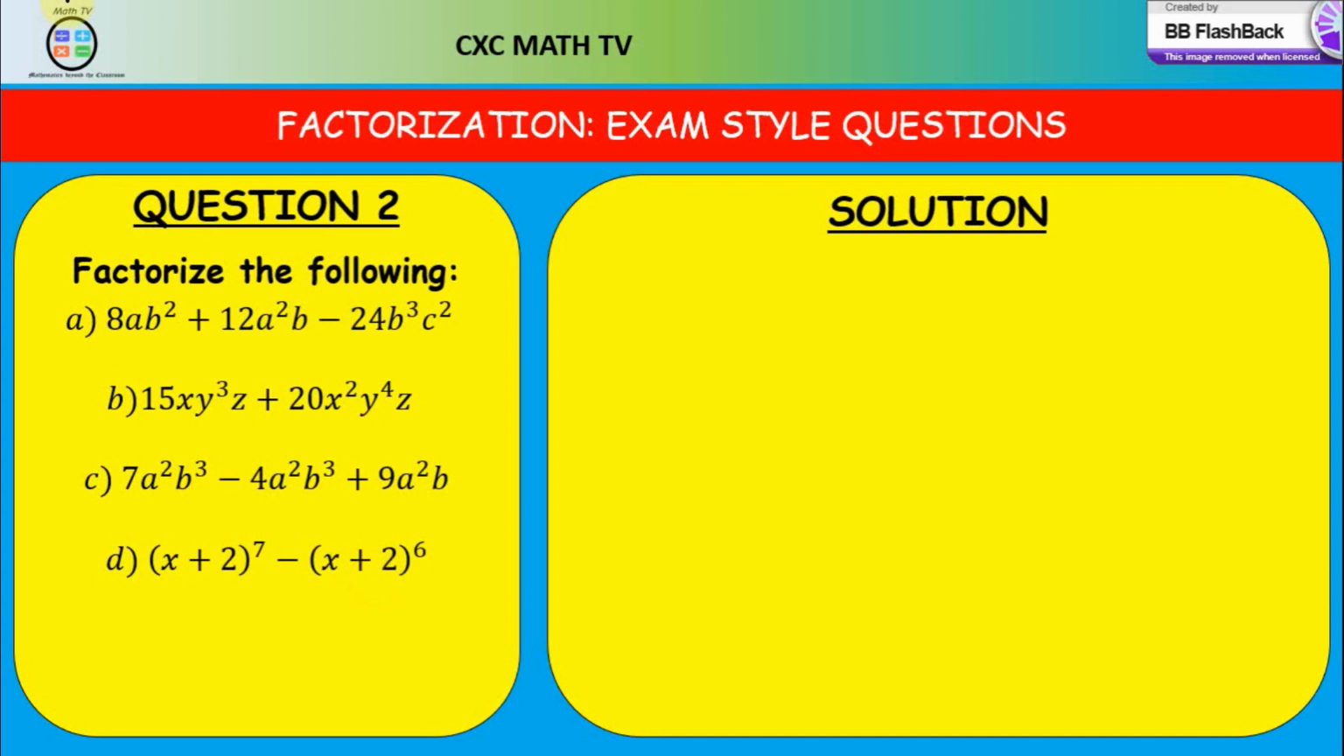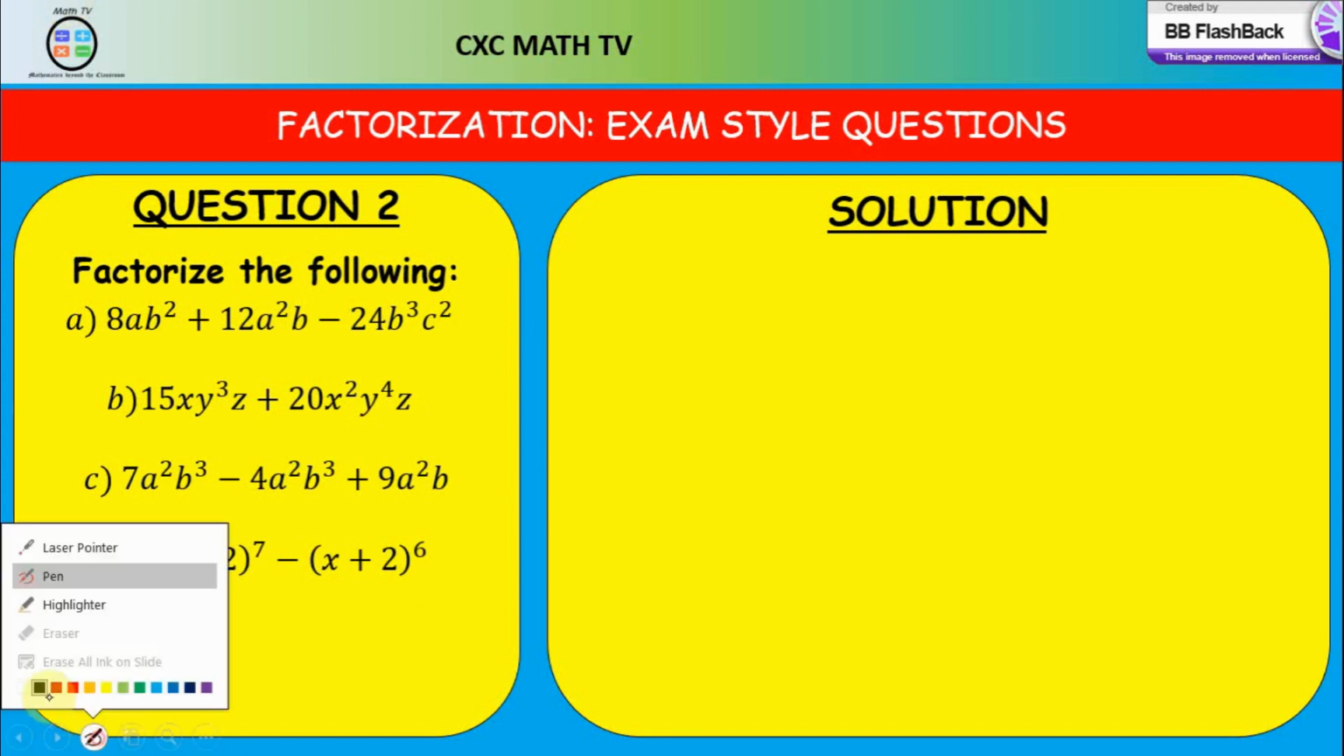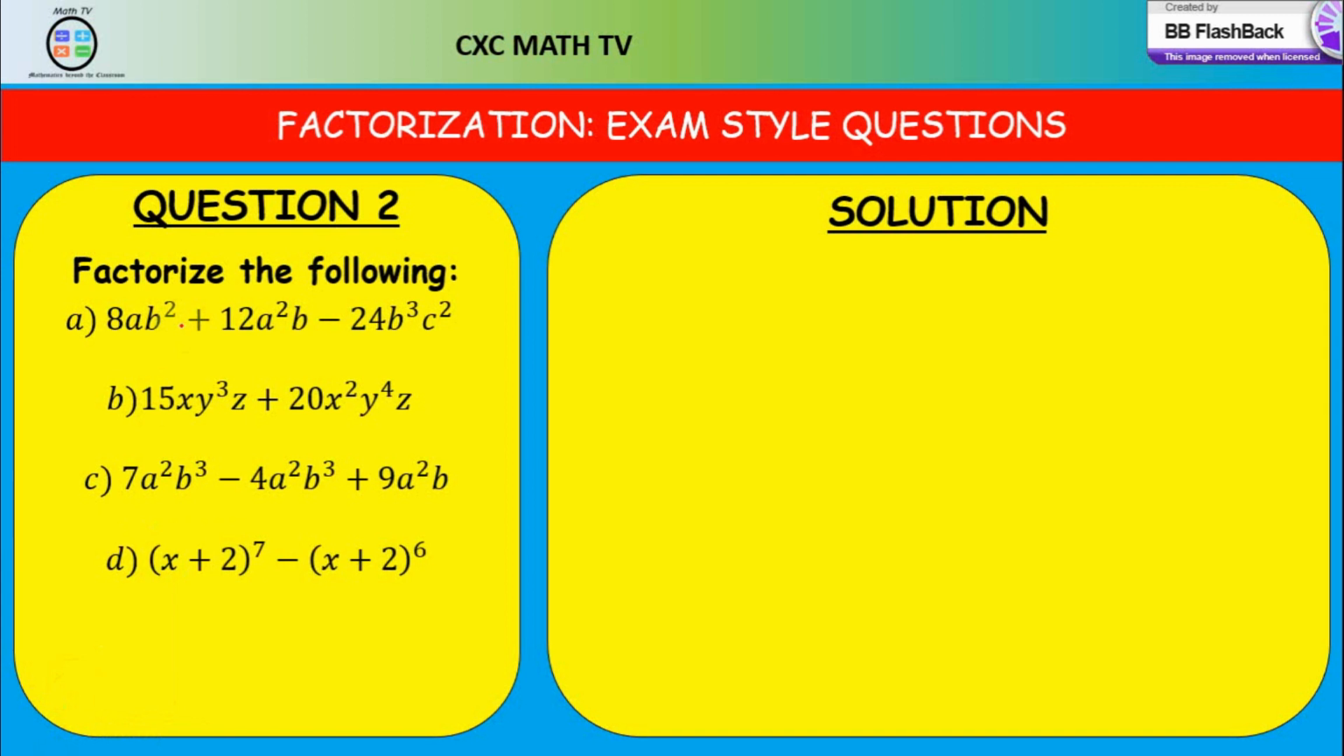Some harder questions now. Question 2. Factorize these following. Pause the video and attempt the question. Okay, let's go. To do this factorization, first thing we do is identify the highest common factor. So for part A, what's the highest common factor?